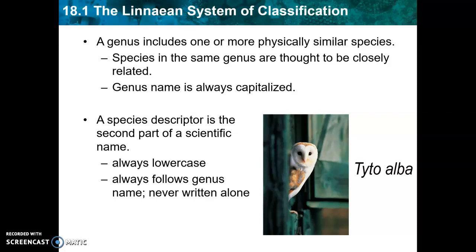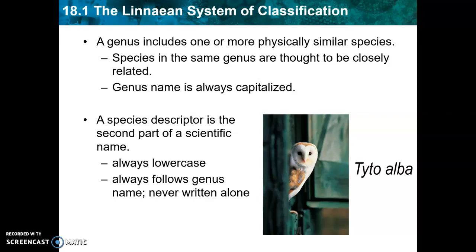A genus is going to be a group of organisms, a group of species of organisms that are more physically similar to each other. They are most likely to be closely related to each other, but remember they are separate species. If you have two things that are a separate species, when they try to reproduce, they cannot produce fertile offspring. That's how we're defining a species. If two things can reproduce and produce fertile offspring, then they would belong to the same species.